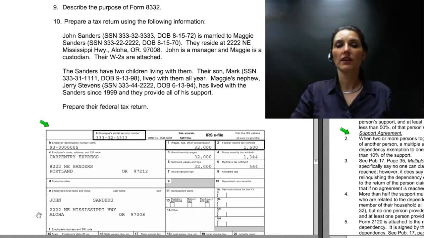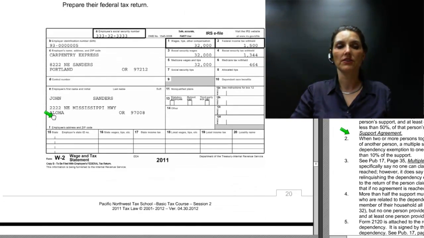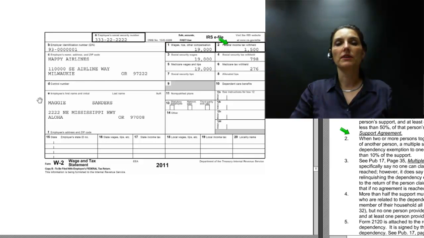You can see here that we have wage income for John of $32,000. He has federal income tax withheld in the amount of $1,500. We have a second W-2 for Maggie. She earned $19,000. Her federal withholding is $1,500.